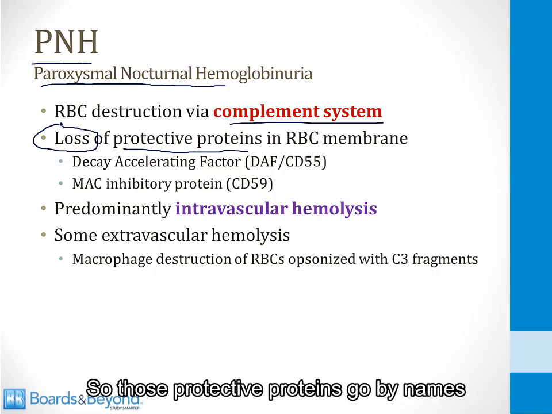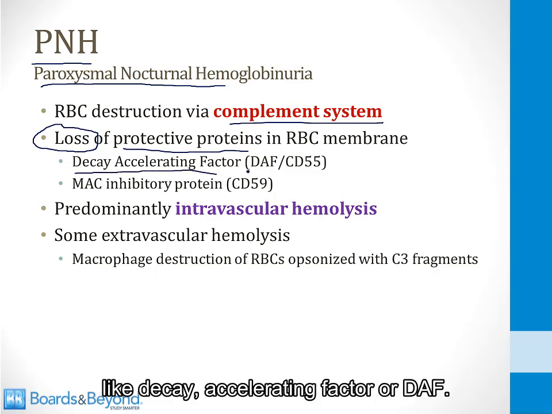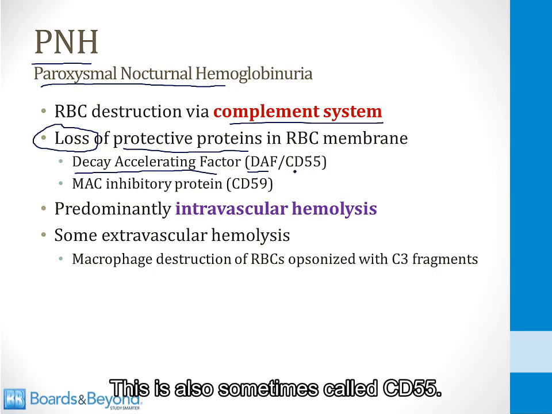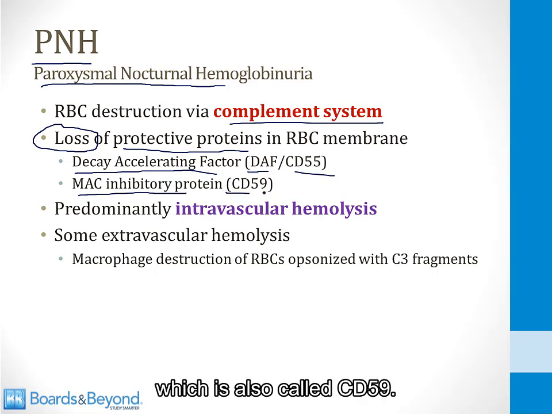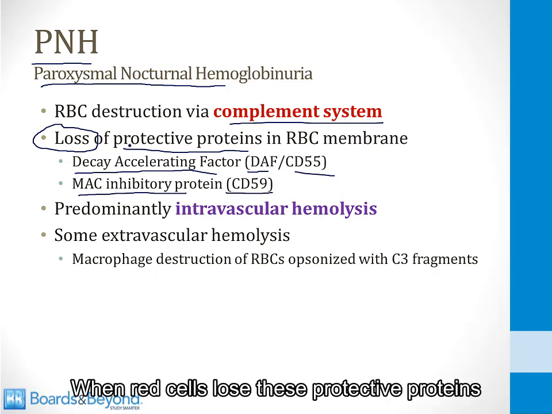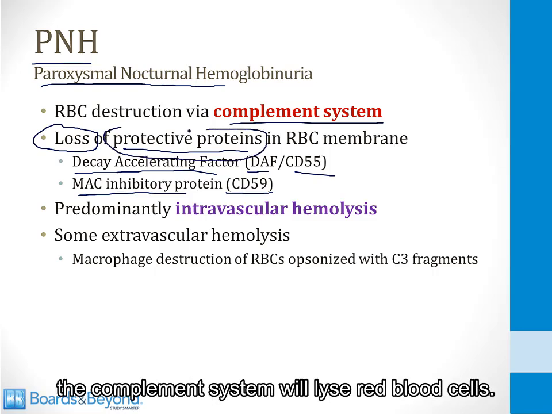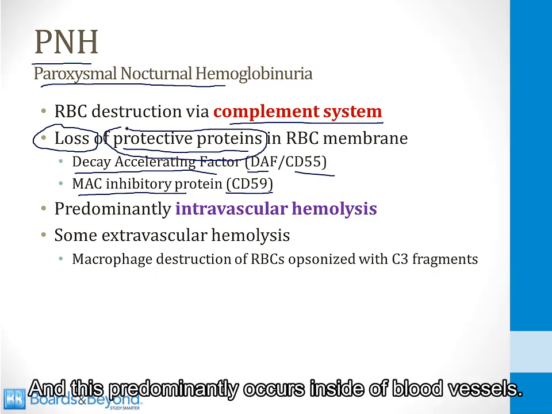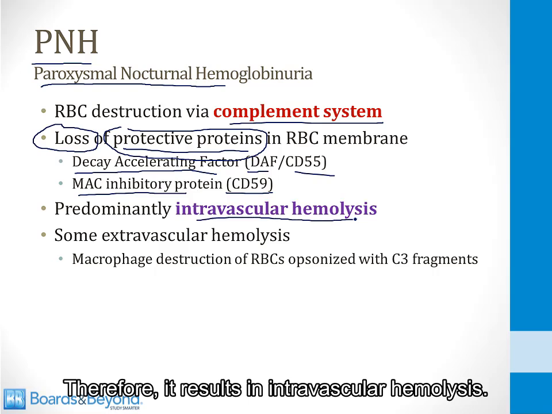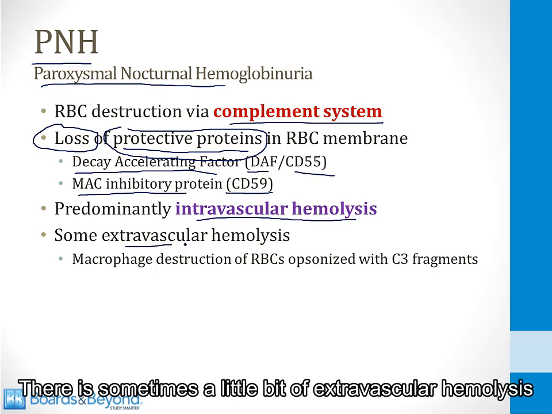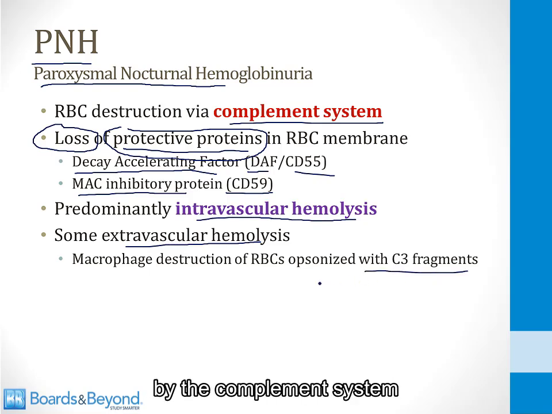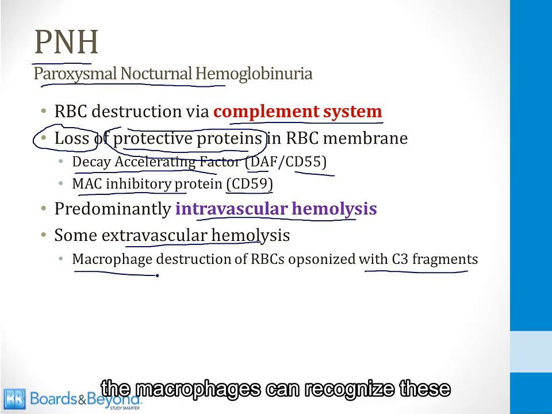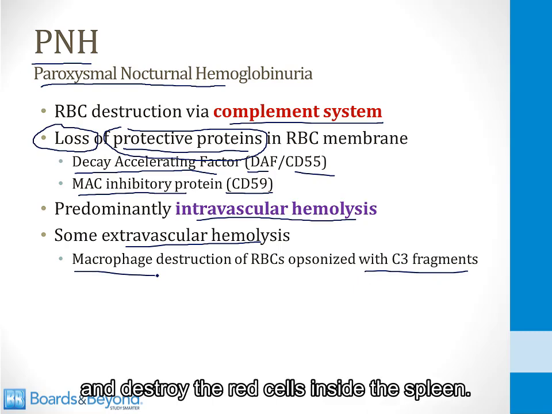So those protective proteins go by names like decay accelerating factor, or DAF. This is also sometimes called CD55. Another important one is the MAC inhibitory protein, which is also called CD59. When red cells lose these protective proteins, the complement system will lyse red blood cells, and this predominantly occurs inside of blood vessels. Therefore, it results in intravascular hemolysis. There is sometimes a little bit of extravascular hemolysis. That's because when red cells are coated with C3 fragments by the complement system, the macrophages can recognize these and destroy the red cells inside the spleen.